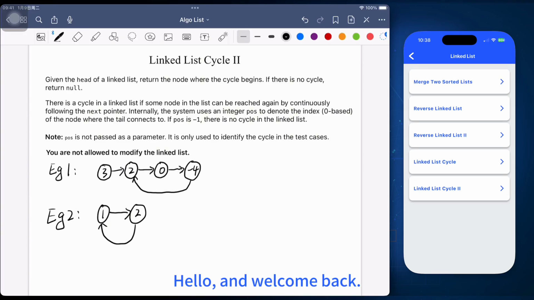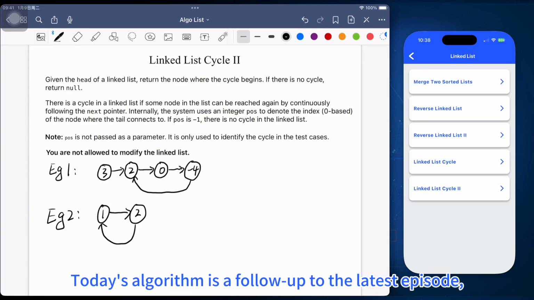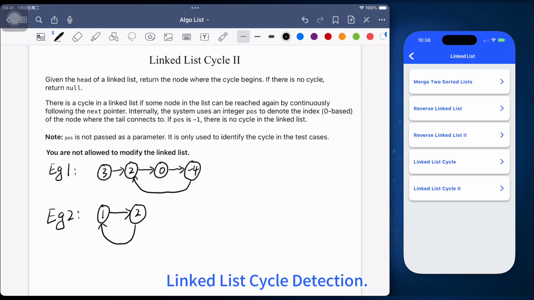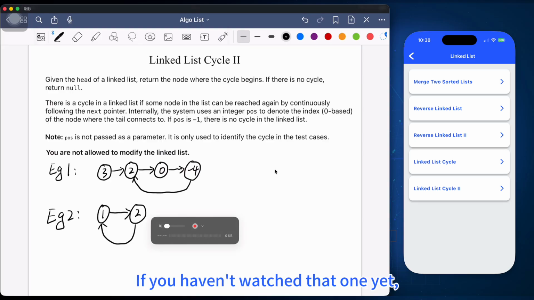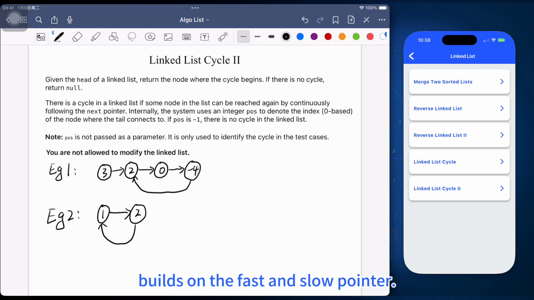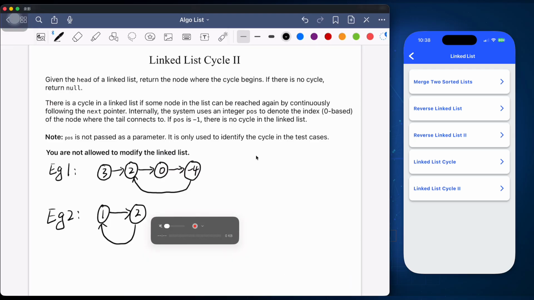Hello and welcome back. Today's algorithm is a follow-up to the latest episode, linked list circle detection. If you haven't watched that one yet, I recommend checking it out first because today's content builds on the fast and slow pointer. So let's look at the problem.